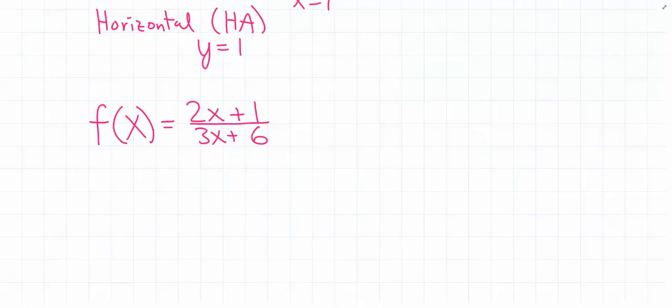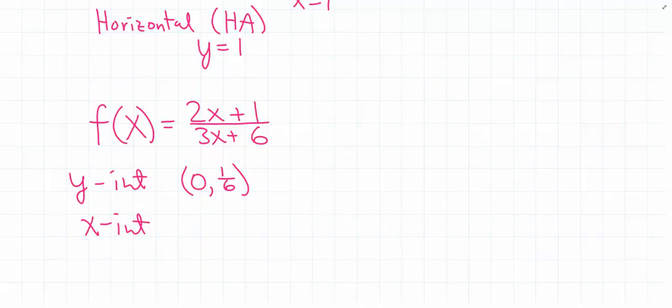Now remember, the very first thing we do is the y-intercept. And that's going to give us 1/6. So when x is 0, y is 1/6. All I did was put a 0 in for the x. Now we want to get the x-intercept.